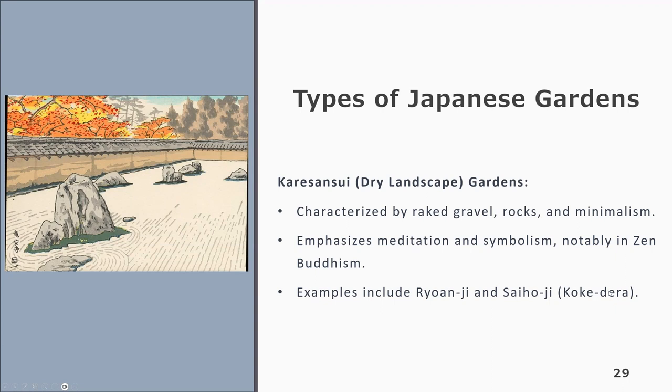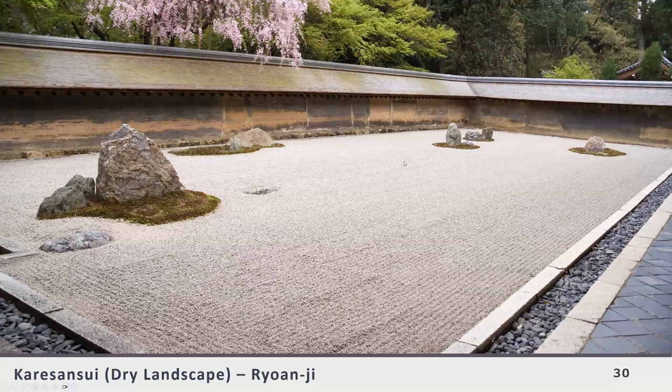Another one is Saihoji, which is Kokedera, the moss garden. You guys know this one, right? Very, very famous garden. This is just simplicity, right? When I look at this, you can stare here, and having all this open space allows your eye to relax, to just de-stress with these things.